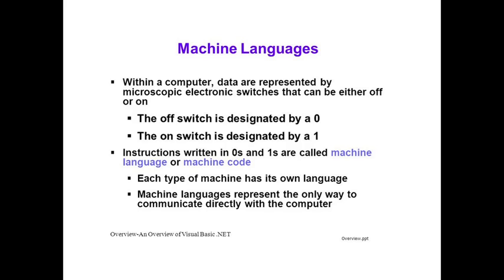We know that within the computer, data is represented by microscopic electronic switches that can be either off or on. The off switch is designated by 0. The on switch is designated by 1. Instructions written in zeros and ones are called machine language or machine code. Each type of machine has its own language, its own words, its own instructions. Machine languages represent the only way to communicate directly with the computer.